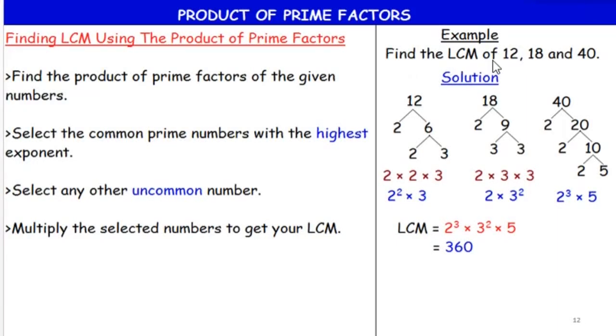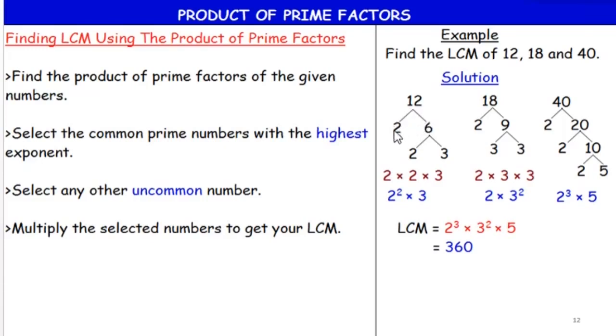So we have to find the LCM of the numbers 12, 18 and then 40. Right, so what do we do? We first find the product of prime factors of the given numbers. Alright, so for 12 we are going to find the product of prime factors, and we are going to apply the same method as we just saw. Alright, so we open the factor tree.